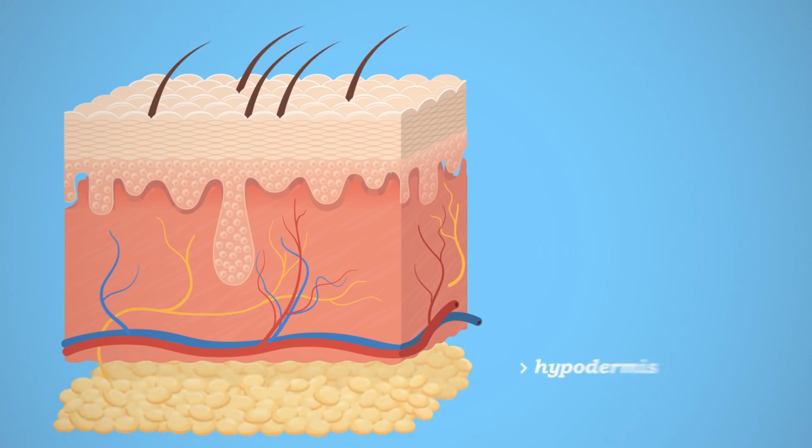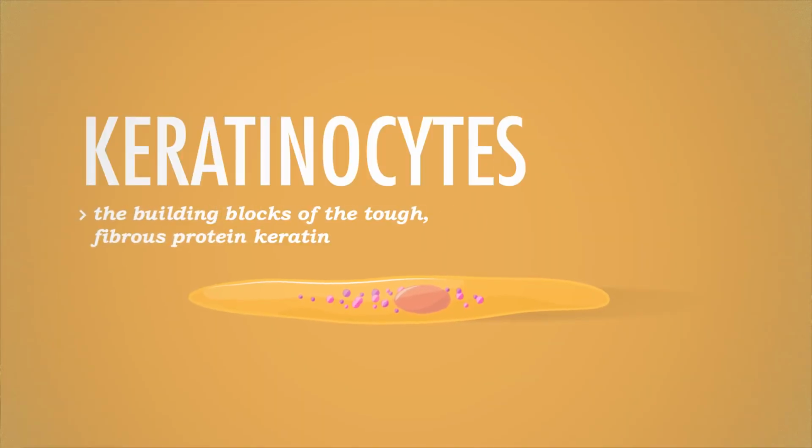And at the bottom, there's the subcutis, or hypodermis, composed mostly of adipose or fatty tissue. Each of these layers owes its properties and its ability to do its skin job to its unique combination of cells. The bulk of your epidermis, for example, is made up of cells called keratinocytes, which are the building blocks of that tough, fibrous protein keratin that gives structure, durability, and waterproofing to your hair, nails, and outer skin.